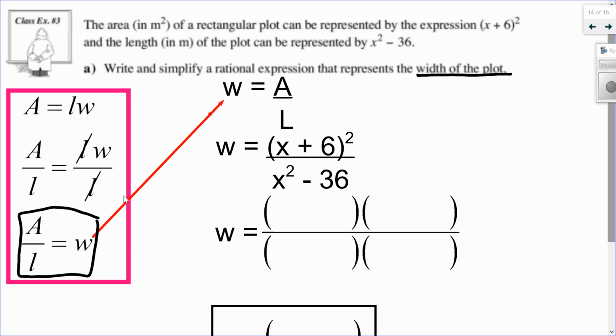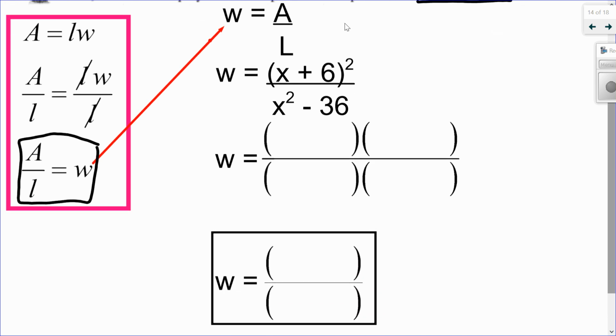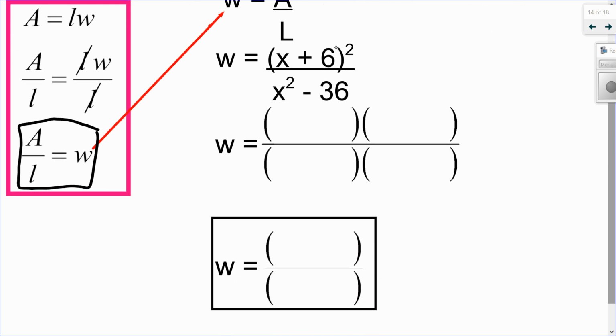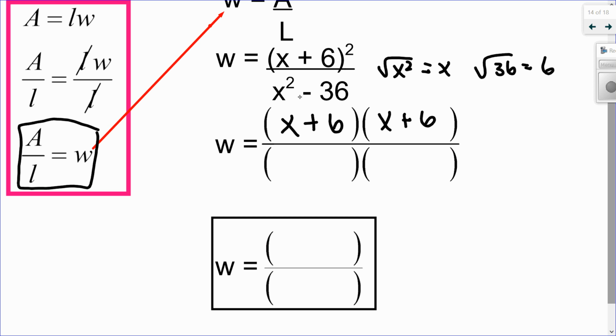So we were told that the area is (x plus 6) all squared, and the length was represented by x squared minus 36. So I want to simplify this. So (x plus 6) squared, I like to write that out twice. That just means a binomial multiplied by itself twice. X squared minus 36 is a difference of squares because the square root of x squared is x, and the square root of 36 is 6, and it's subtracted.